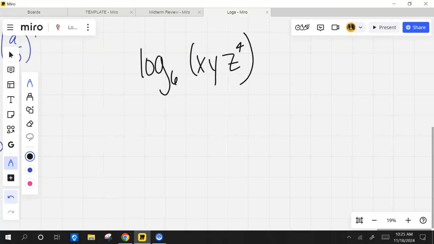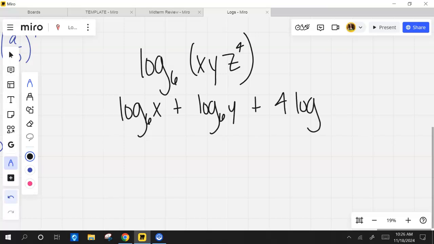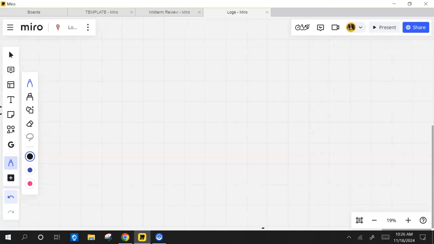The 4 is only hooked to the Z, that's right. Log 6x plus log 6y plus 4 log 6z. All right, let's see how good you are. So Finley, you're good at condensing. I'm good at expanding.